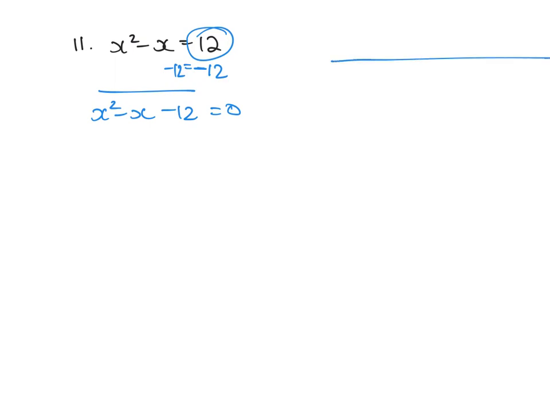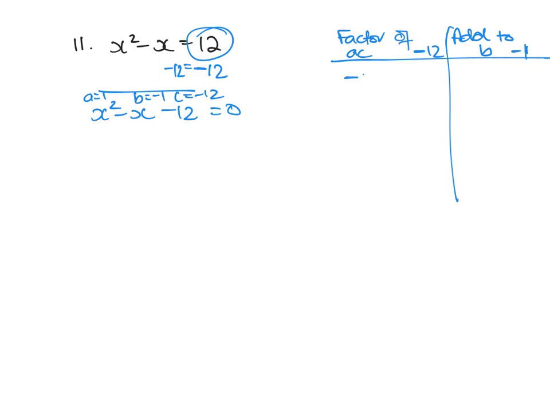So we see that a is 1, b is minus 1, and c is minus 12. Since a is 1, we can use the shortcut method. So factors of ac that add to b. So a by c in this case is minus 12 and b is minus 1. So we could use minus 4 by positive 3. So if we use the shortcut method, we get x minus 4, x plus 3 is equal to 0. We now have the quadratic in the factorized form equal to 0.